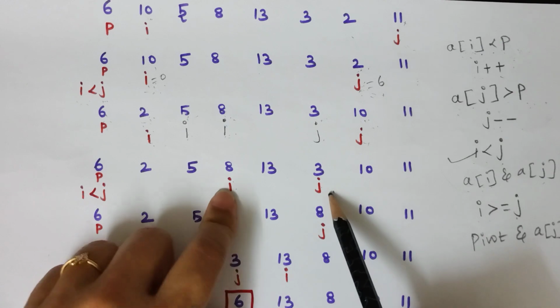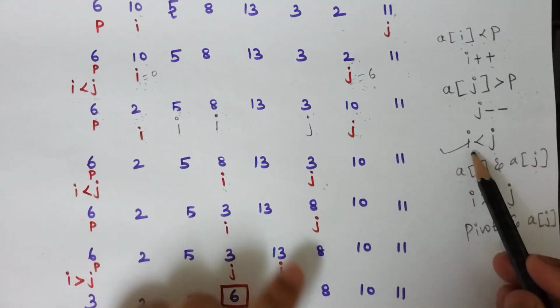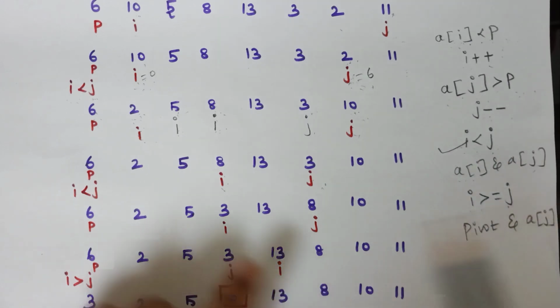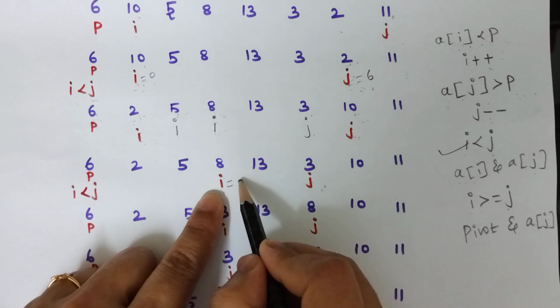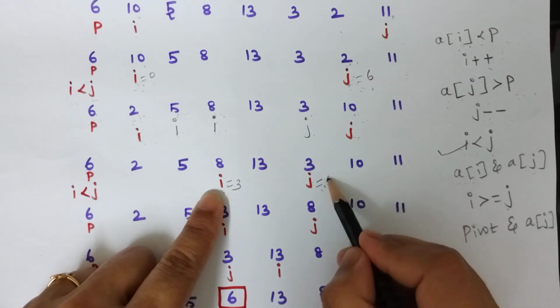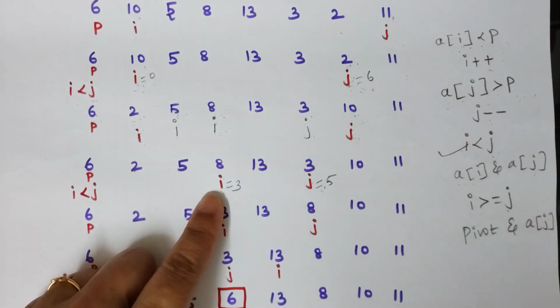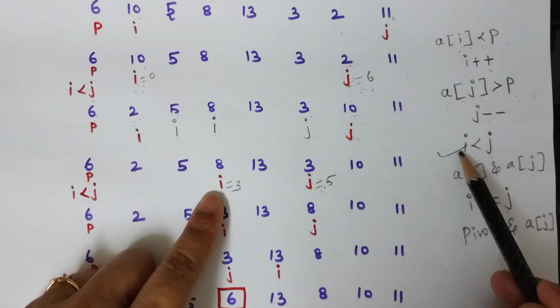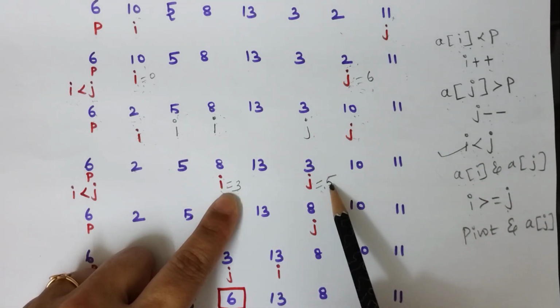Now once you stop these two processes, you need to check the third condition. Again you are checking whether your i value is less than j. So what is the index value of i? Now the index value of i is 3. And what is the index value of j? The index value of j is 5, right? So 0, 1, 2, 3, 4, 5. Now you are comparing whether i is less than j. So the index value 3 is lesser than 5. Yes, it is true.